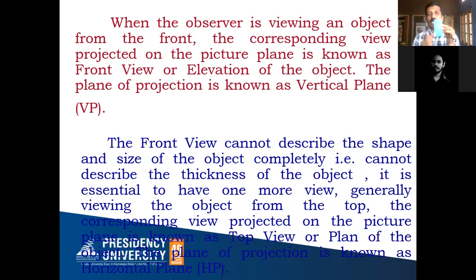In the front view, I can get the height and the length. In the top view, I can even get the thickness. So it is sufficient to describe this object with the help of the front view and top view. For some objects, for example this particular object, two views are not sufficient, because some holes are there. Front view and top view are not sufficient to describe the entire shape and size of this object. In such cases, we need to go for one more view, called the side view. I'll explain what the side view is.